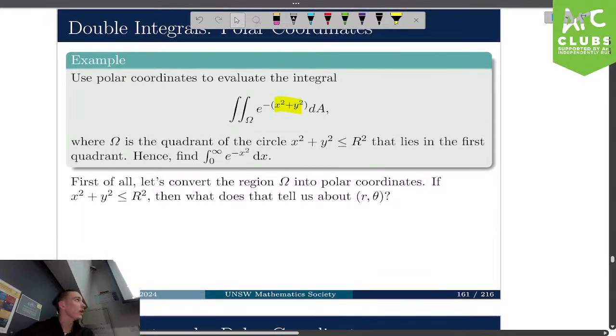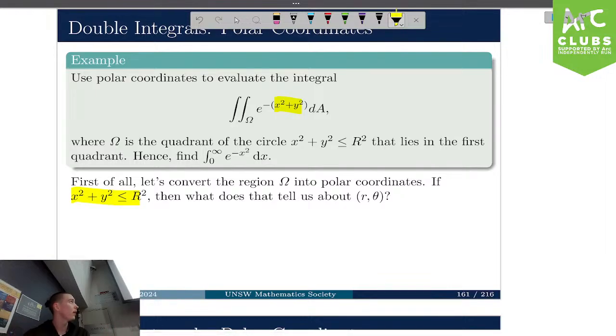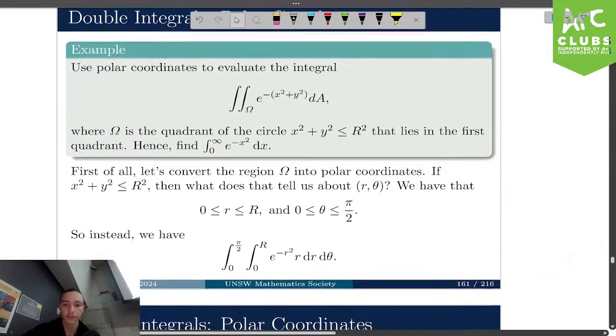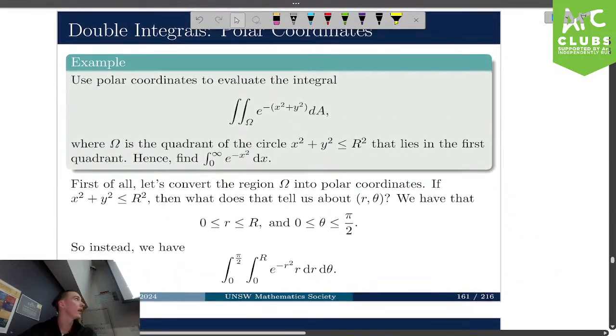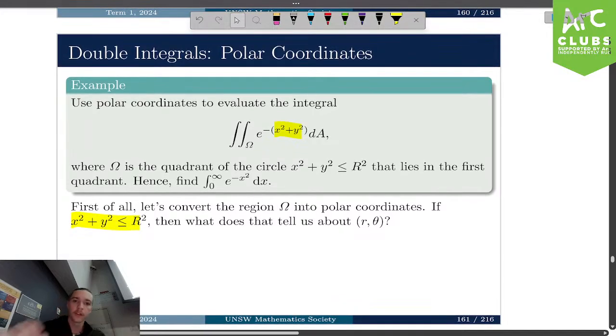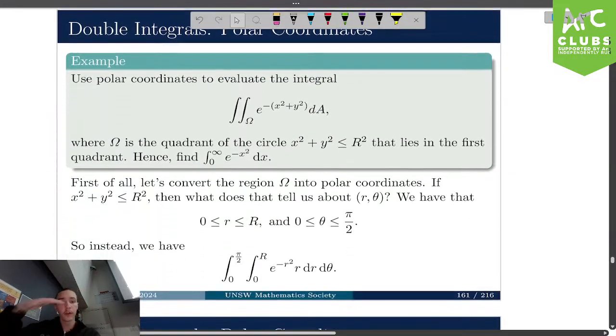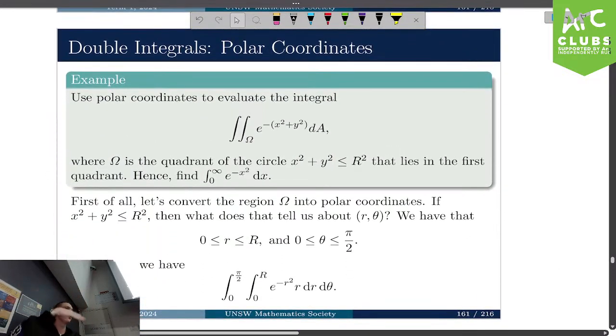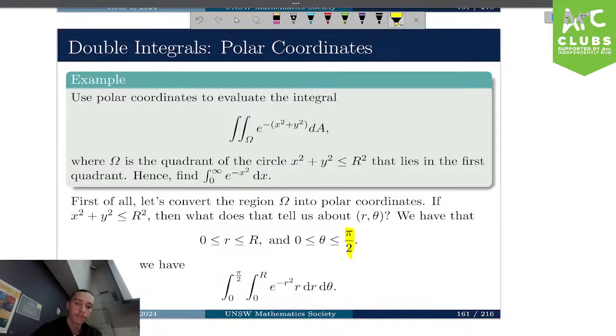Okay, so we want to convert this region, which is a circle in the xy plane with radius capital R, to a polar coordinate region in terms of r and theta. I think you'll agree, it's a circle that goes from 0 to R, so r is between 0 and capital R. And we're told that it's in the first quadrant. The first quadrant is the first pi on 2 radians, or first 90 degrees of our xy coordinate plane. So that's why theta is bounded between 0 and pi on 2. So this will become our integral bounds.